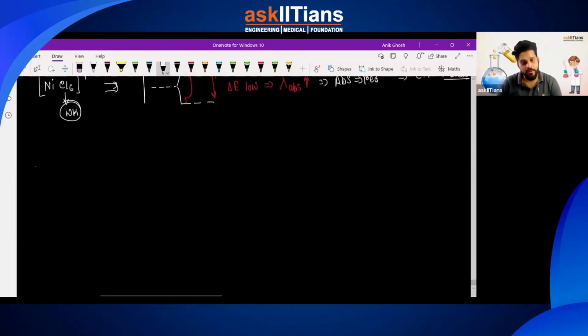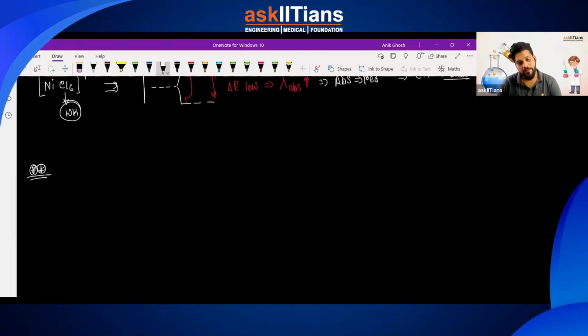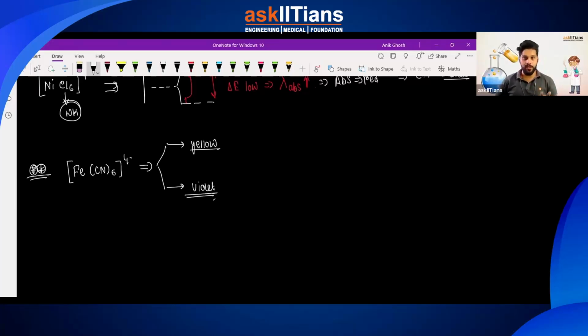Now guys, solve this question and write it in the comment section. If I have a question for a molecule which is APCH6 4 minus, what would be its color? There are two options that I'm giving you. One is the color has been found to be yellow. Yellow means high wavelength. Or it is found to be violet. Violet means low wavelength. So tell me which one would be the right answer. If it's APCH6 4 minus, would it show yellow or would it show violet? Which color would I see? Write it down in the comment section under this video.